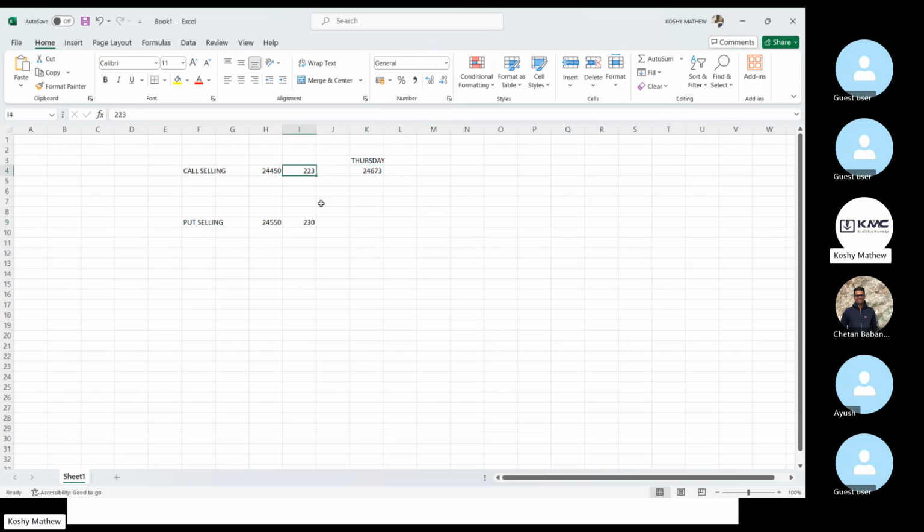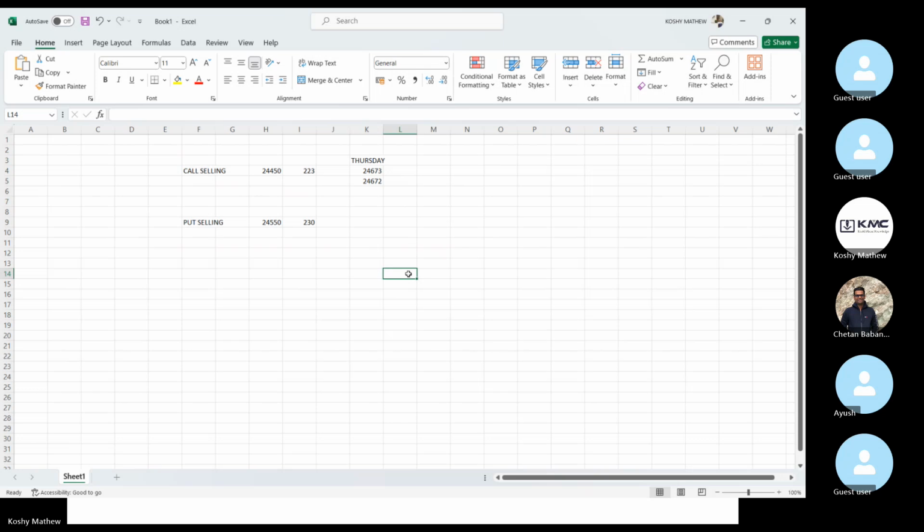Why? Because he collected a premium of 223 from a buyer. The buyer is expecting it will cross 24,673, but the call seller is saying no, Nifty will 100% not go beyond 24,673. That's the reason he's selling at this premium. Even if Nifty comes to 24,672 by Thursday expiry, the call seller will take away all this 223 premium from you. Remember that. He will take the entire premium that you paid.